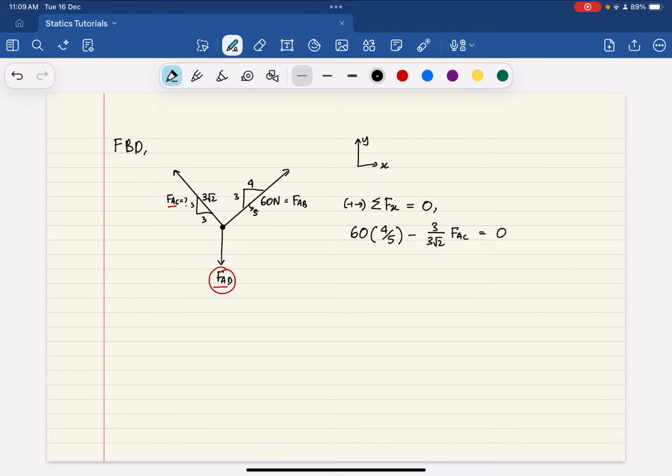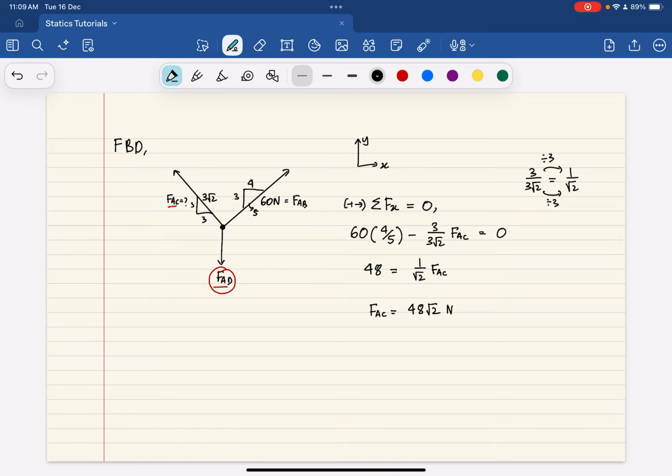is equivalent to 0. So 60 times 4 over 5 would be 48. So 48 equals 1 over root 2 FAC, because 3 over 3 root 2, if you simplify it by dividing by 3, will obviously be 1 over root 2. So automatically your FAC would be 48 root 2 newtons. So that's your FAC.